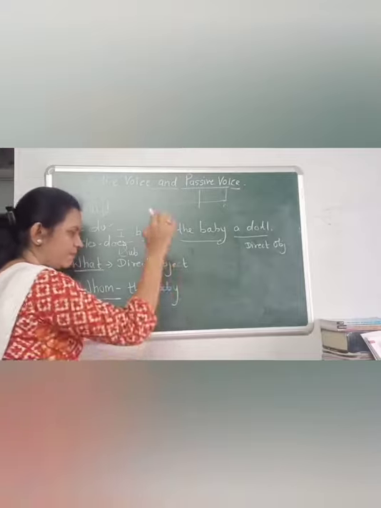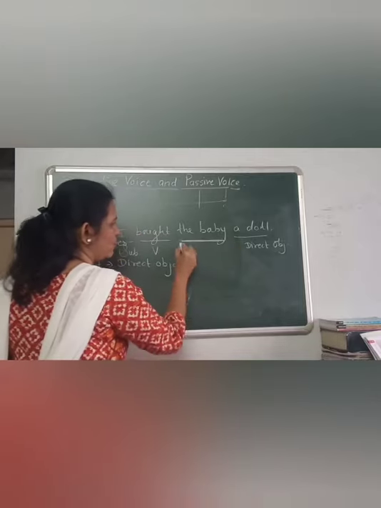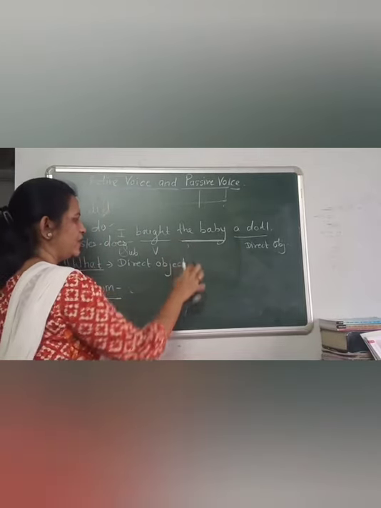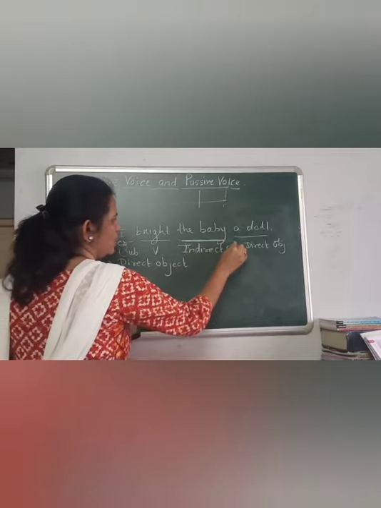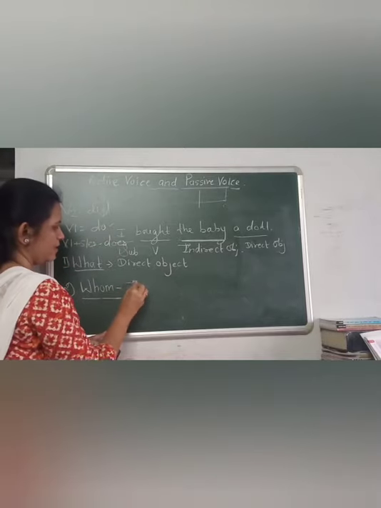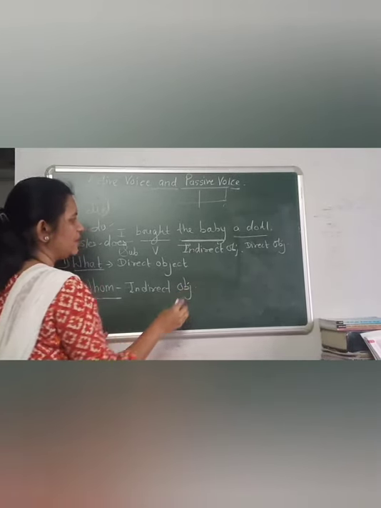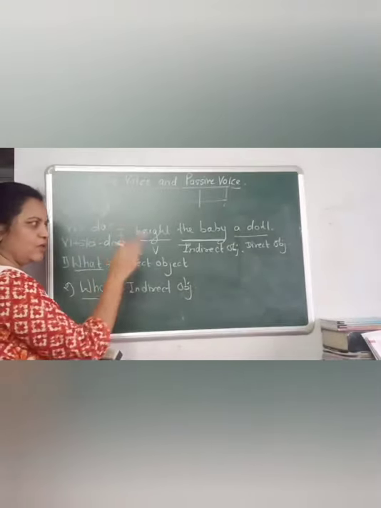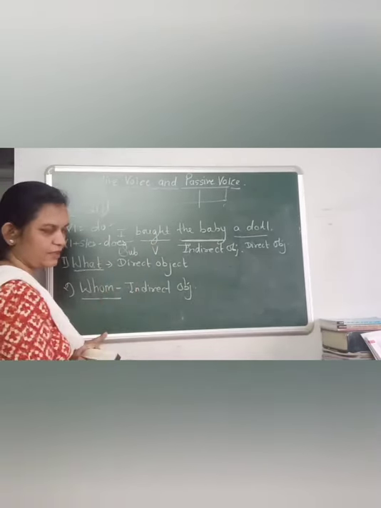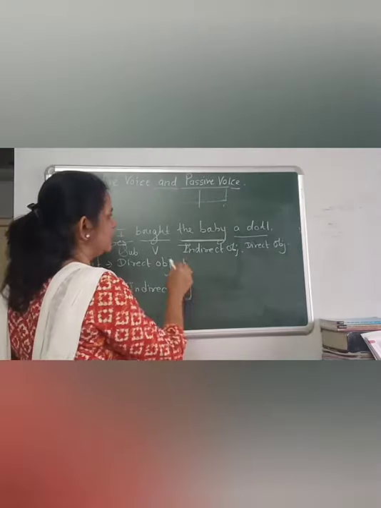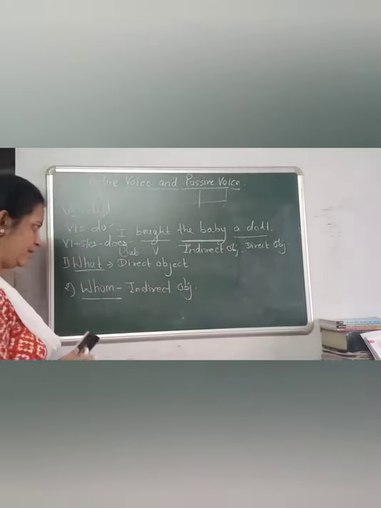Right? The baby. Means here we got the answer, the baby, and whenever we ask a question by whom, at that time we get the indirect object. So this is the indirect object. What do you have to remember? Whenever we ask a question by what to the verb, we get the direct object. Whenever we ask a question by whom to the verb, we get the indirect object. Okay? Now you understood that a doll is the direct object and the baby is the indirect object.